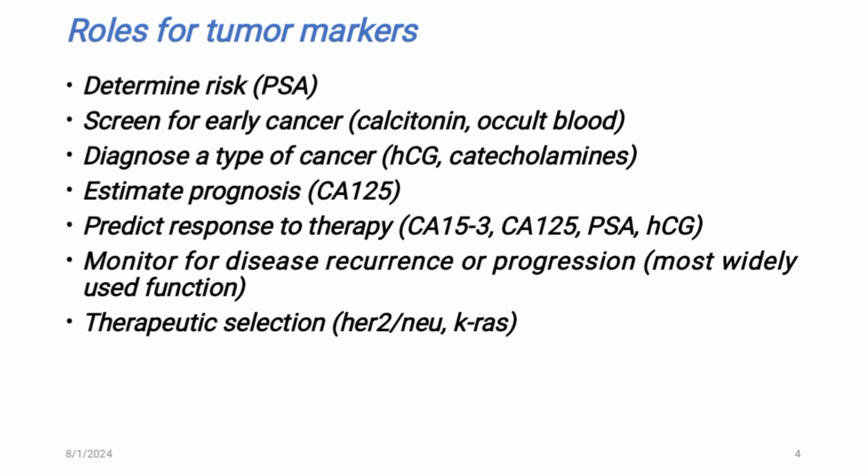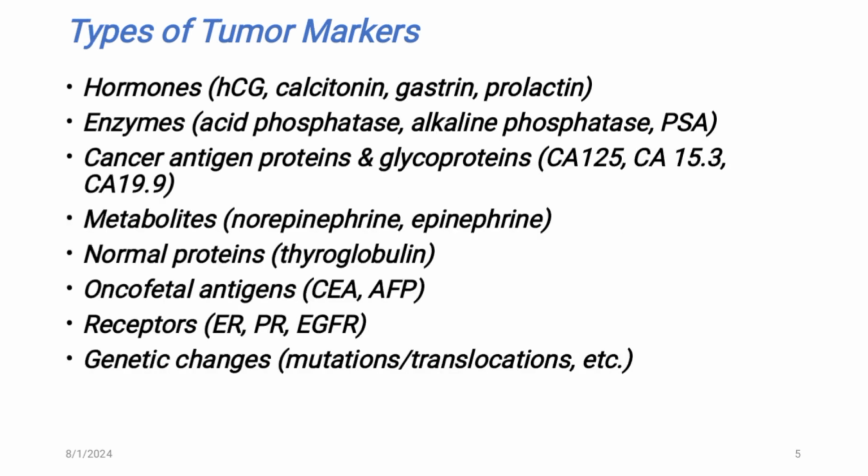The next is types of tumor markers. As we have discussed in the definition, they may be hormones, enzymes, peptides, and they may also be oncofetal antigens and receptors that are present on the cell membrane or in the cytoplasm of cells. And genetic changes can also be a type of tumor marker.